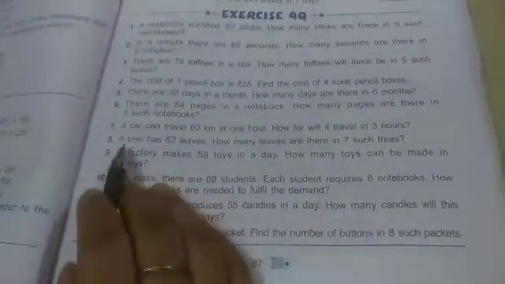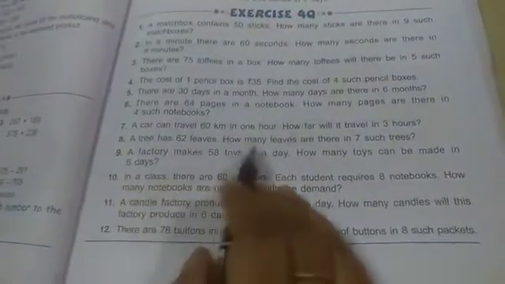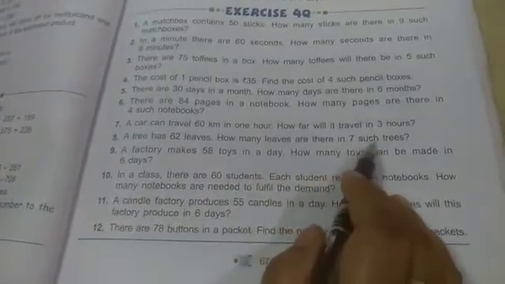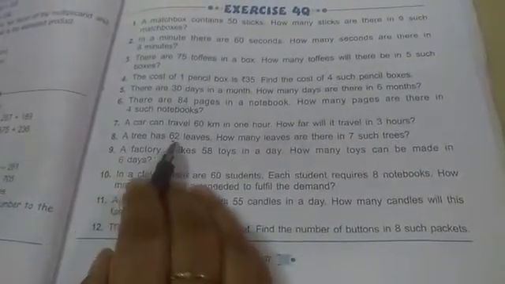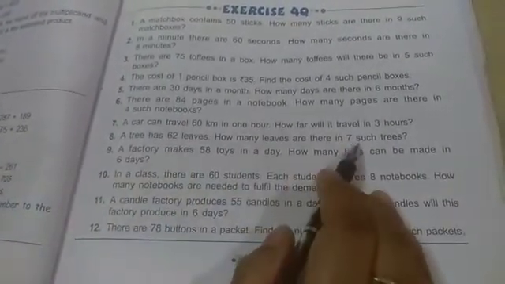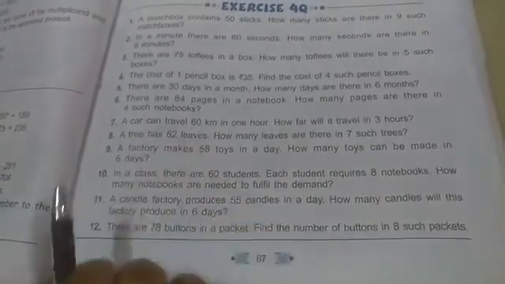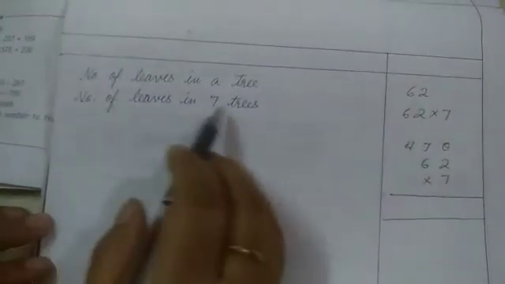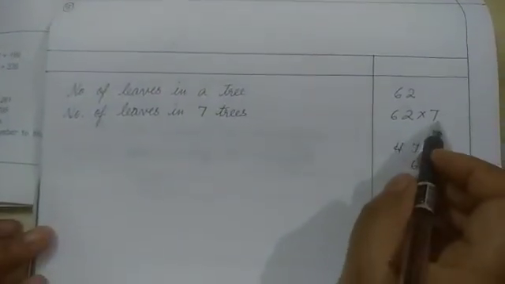Next, question number 8. A tree has 62 leaves. How many leaves are there in 7 such trees? In one tree, if there are 62 leaves, how many are there in 7 trees? We have to find out that. As leaves are countable, we will start the statement with number of. So we will write number of leaves in a tree, it is 62. And number of leaves in 7 trees, it will be 62 into 7.